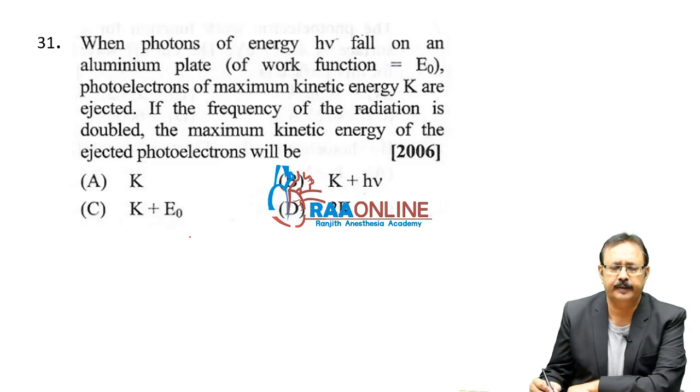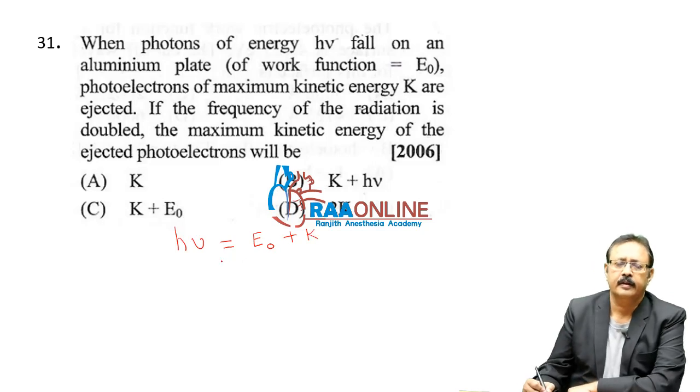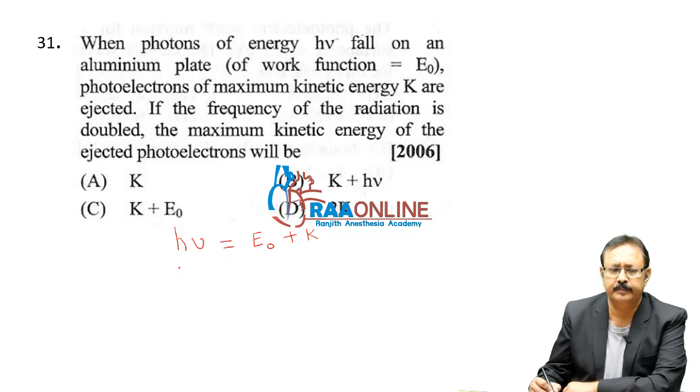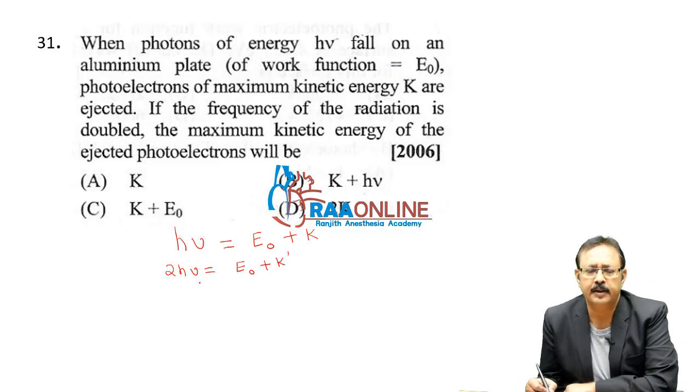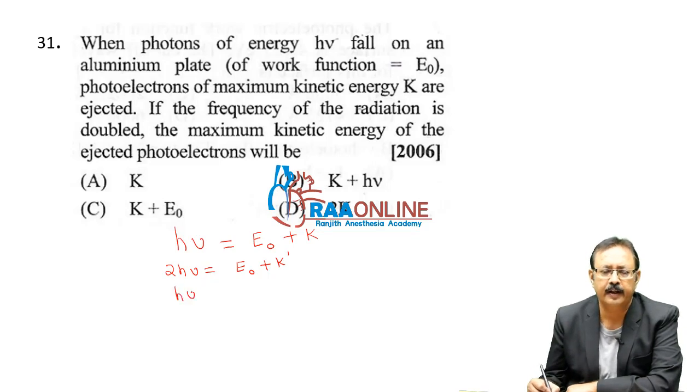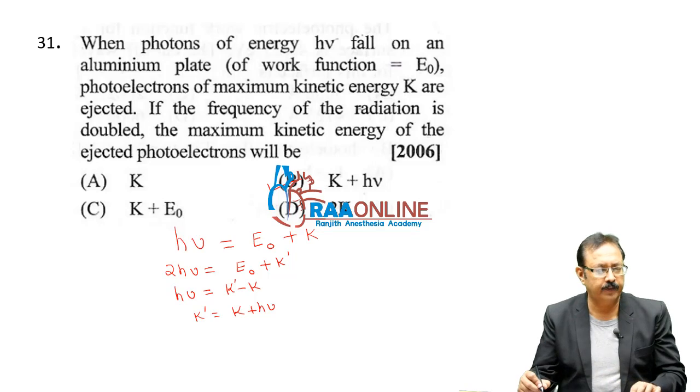What was happening initially? You are sending a photon of energy h nu. Work function was E naught and ejected electron's kinetic energy was K. Now you doubled the frequency, which means you are doubling the energy of the photon, so it will become 2h nu. E naught is same. Now suppose kinetic energy is K dash. Subtracting the first equation from the second, we get h nu equals K dash minus K. So K dash is K plus h nu. So we will go with option B.